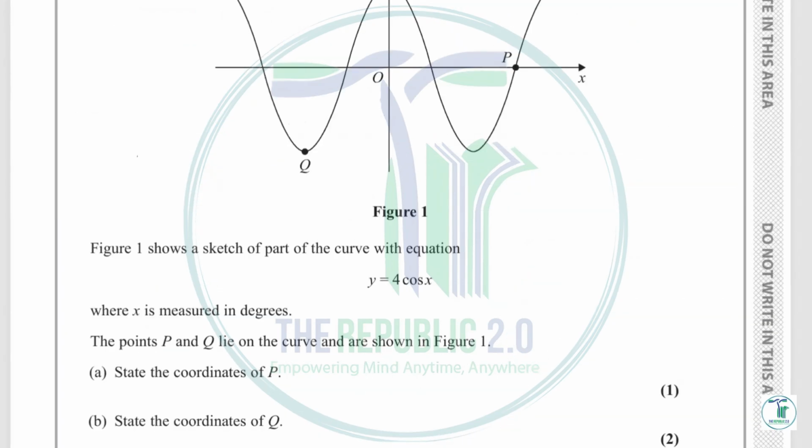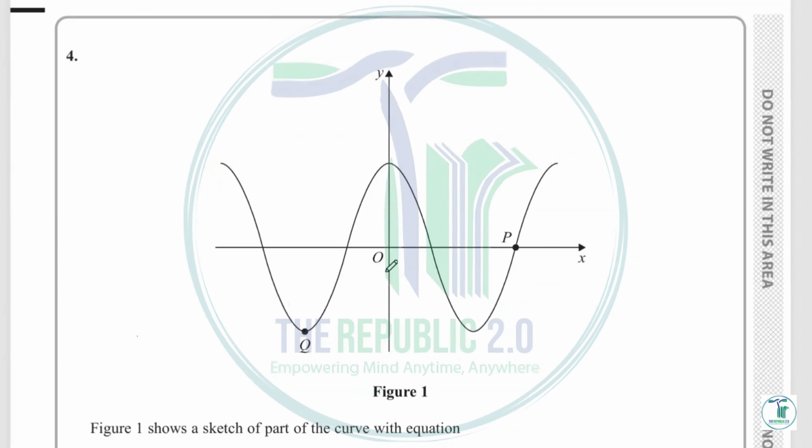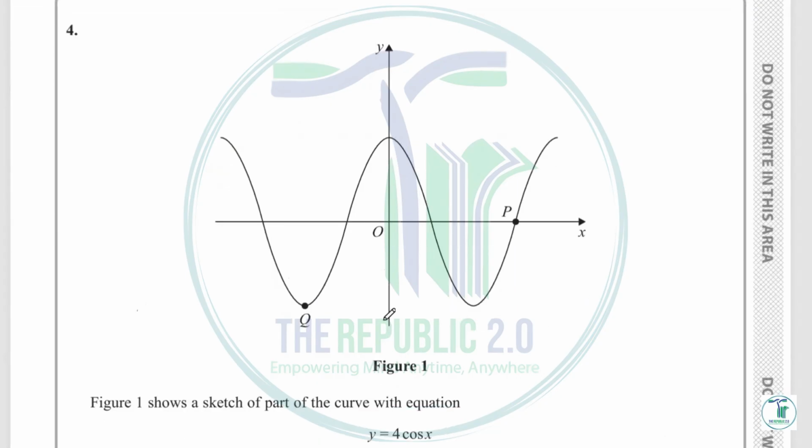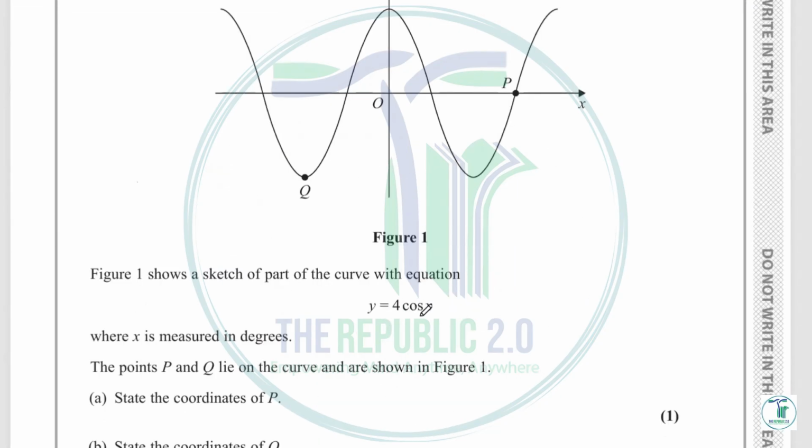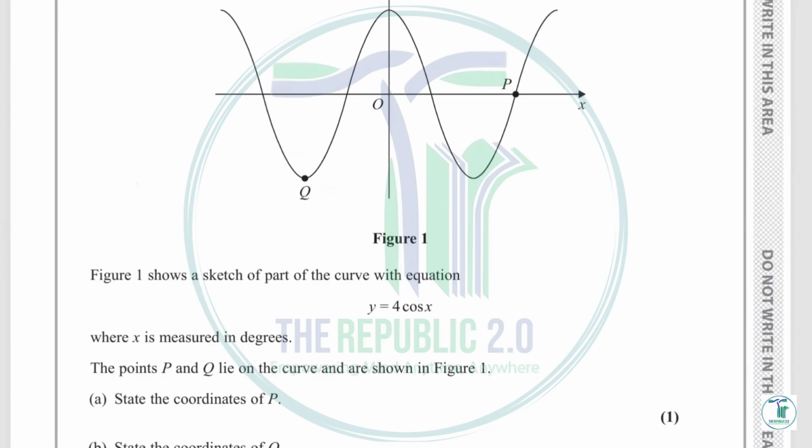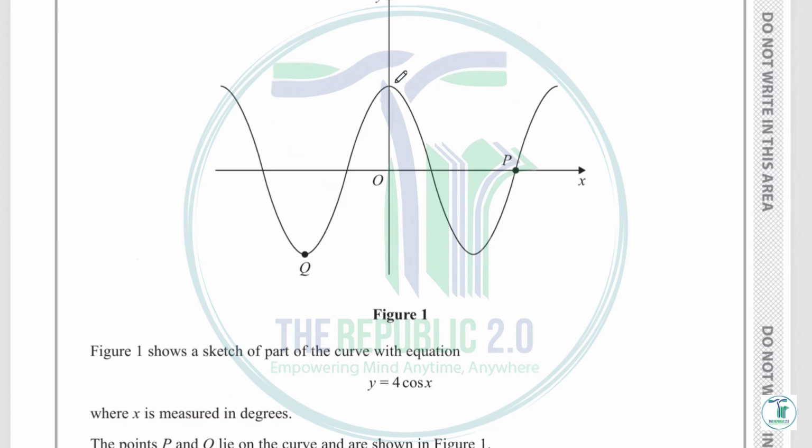Now we have got question number 4, a very important question. We have got this curve, and this is the curve of equation y equals 4 cos x. So if this is y equals 4 cos x, the maximum value of the y-intercept that we can have is going to be 4, and the value over here has to be negative 4, because cos x ranges from negative 1 to 1, right? So 4 times 1 is going to be 4, and 4 times negative 1 is going to be negative 4.